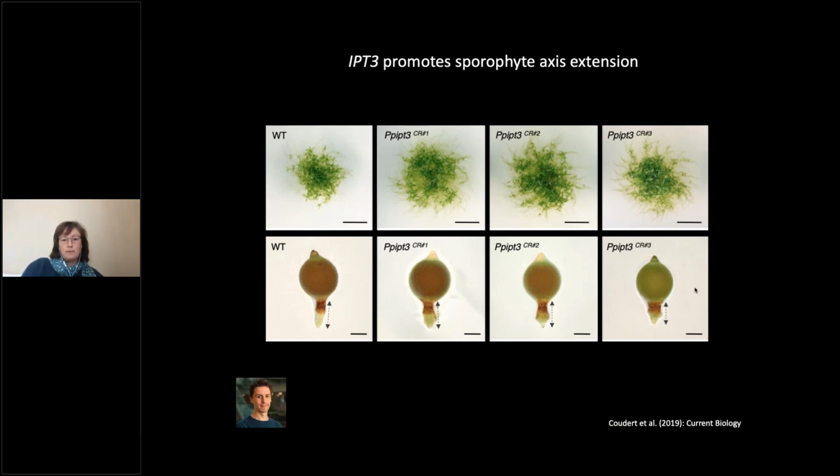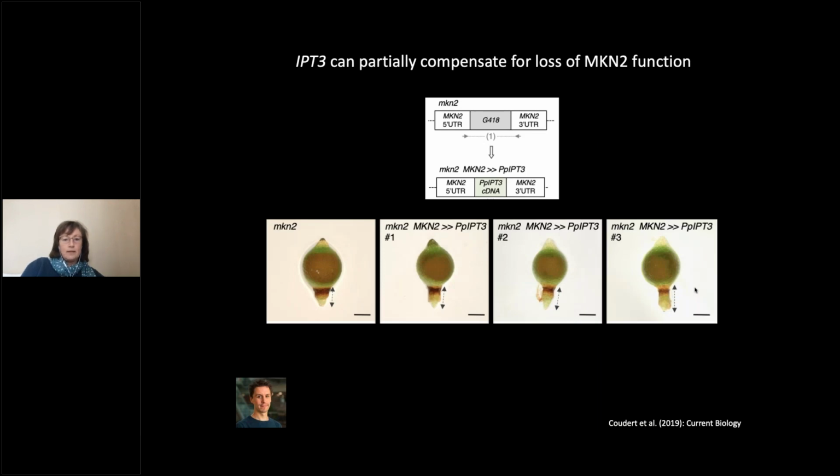So this CRISPR IPT3 mutant has a similar sporophyte phenotype to the MKN2 mutants. Next slide, please. To test whether IPT3 can act in place of MKN2, we used a moss trick called targeted replacement, where you replace the whole locus in the wild type plant with your mutant locus.